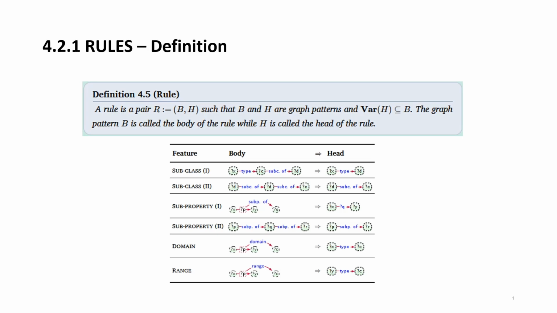A rule is a pair (B, H), such that B and H are graph patterns, with the restriction that the variables in the head, H, must be contained in B, the body. So the graph pattern B is called the body of the rule, and H is called the head of the rule. As you can see in the table, all variables in the head, in the right column, are contained in the body, the middle column.